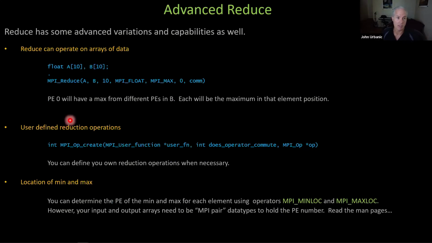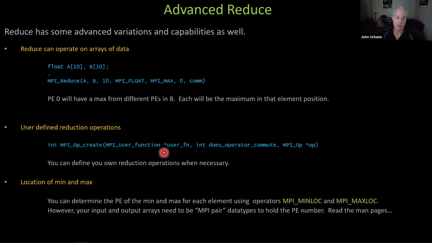Reduce operations, speaking of those, have some other advanced capabilities. You can use reduce not just to reduce down to a single value like we did with our pi example, where we gathered all the data with a sum, but you can do that for entire arrays, element by element. If all the PEs have an array of 10 elements, we can do a reduce on all those arrays, and you'll end up with an array of 10 elements with the maximum, in this case, in each one of those slots from each of the arrays.